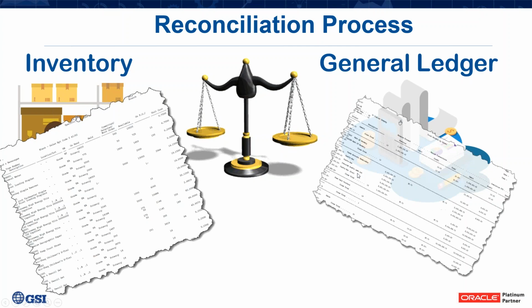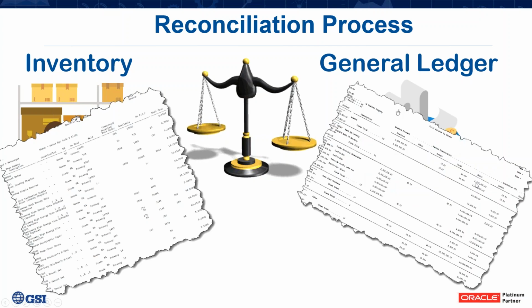Now what we also do on the general ledger side, we run a separate report. And this is typically the trial balance. We get the object accounts that we know are the inventory accounts, and we get a sum total.